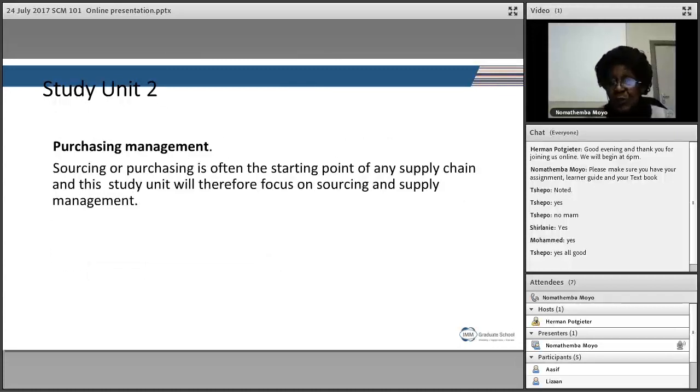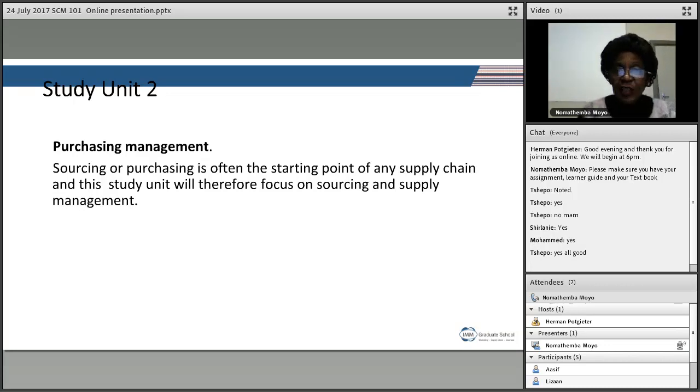Study Unit 2 is about purchasing management. We are saying it is to do with the sourcing or purchasing. Sourcing or purchasing is often the starting point of any supply chain. Before you satisfy your customers, when you have received an order, before you manufacture that order, you need to purchase. So this is the starting point of any supply chain.